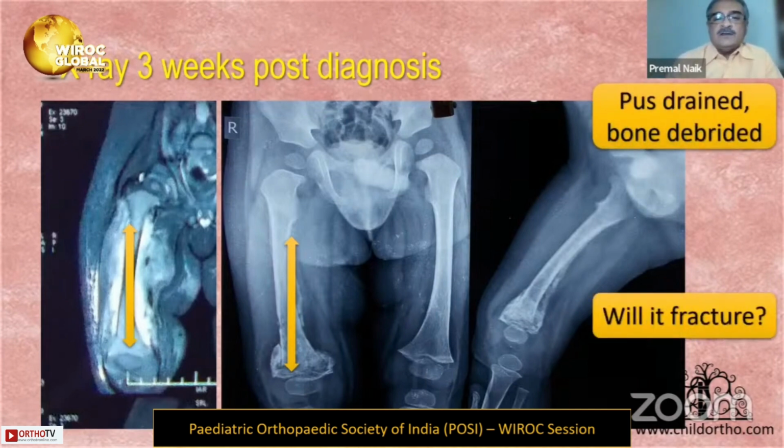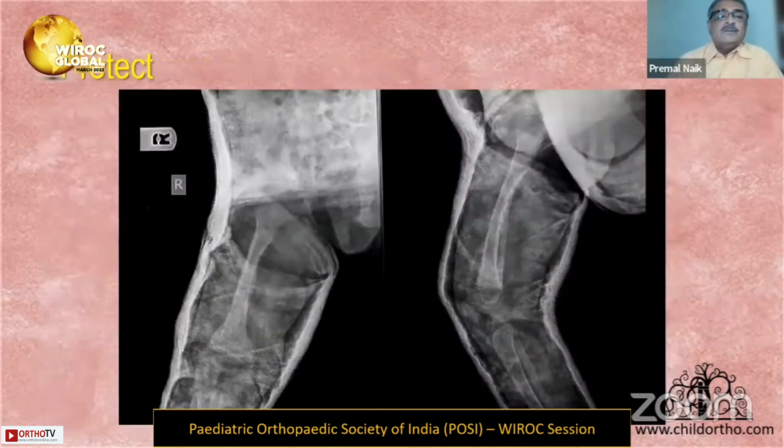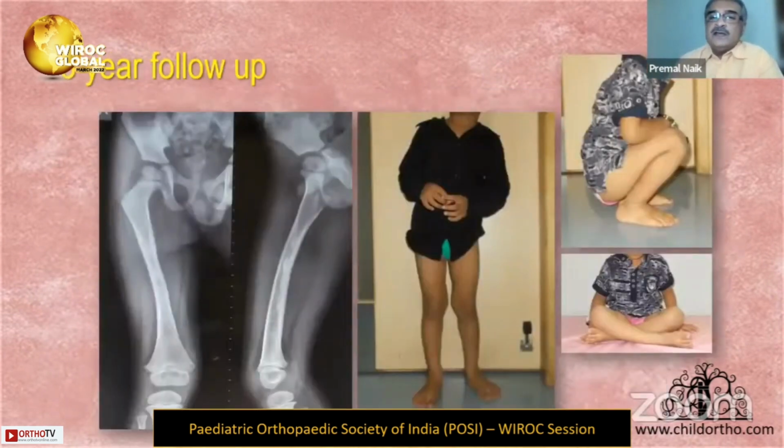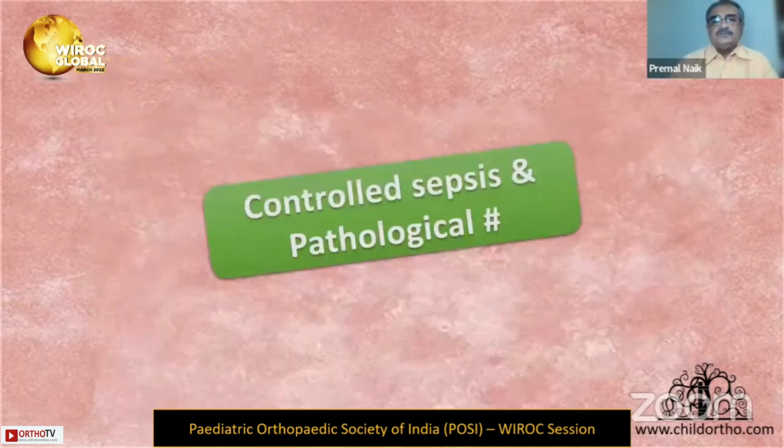No, it did not fracture because, as Sandeep said, that bone should be protected. I was afraid of putting any metal, but I supplemented this child with a hip spica. And this is a 3-year follow-up of the child with excellent function, normal limb length, with mild femoral valgus from the regeneration of the bone. Everybody is not so lucky.